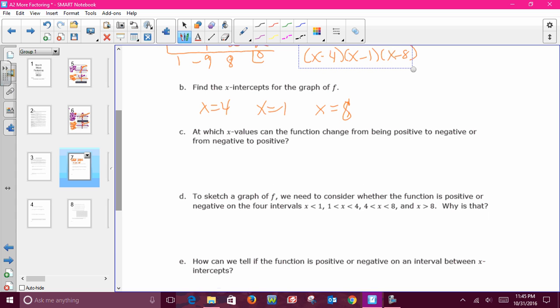For C, at which x values does the function change from being positive to negative or from negative to positive? Well, every time a graph crosses the x-axis, it changes its y value from positive to negative. So at x equals 4, x equals 1, and x equals 8, it'll change. To sketch the graph of f, we need to consider whether the function is positive or negative in the 4 intervals. So let me reorder these in numerical order: x equals 1, x equals 4, x equals 8. I need to look at values less than 1, between 1 and 4, between 4 and 8, and greater than 8.